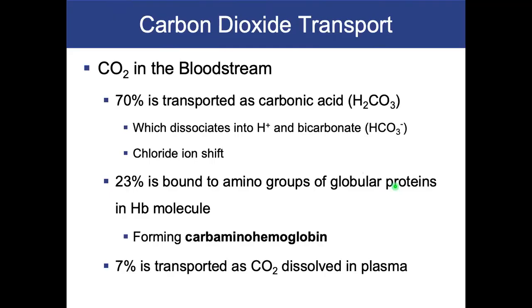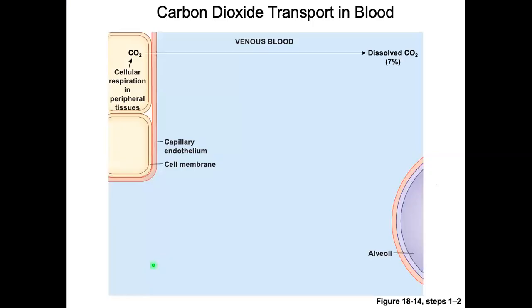But how is CO2 transported in the blood? 70% is transported as carbonic acid, but we're not done. Once it's formed, it separates into H plus and bicarbonate ions. And we need to talk about the chloride ion shift. Some of it is transported via hemoglobin, and then some of it is transported in the plasma. Let's take a look at this.